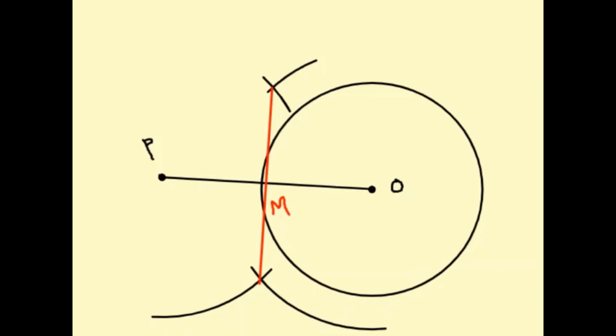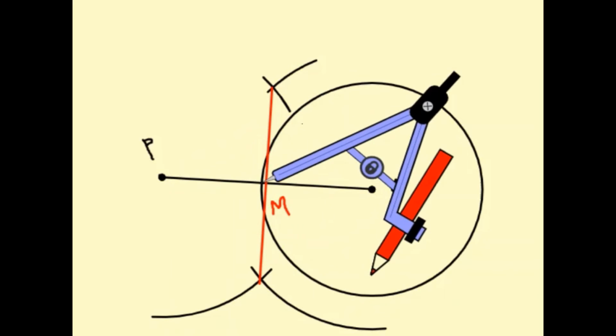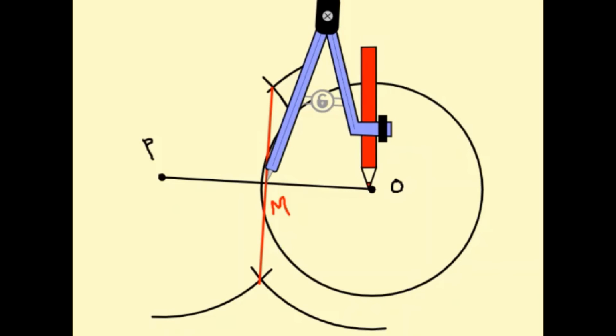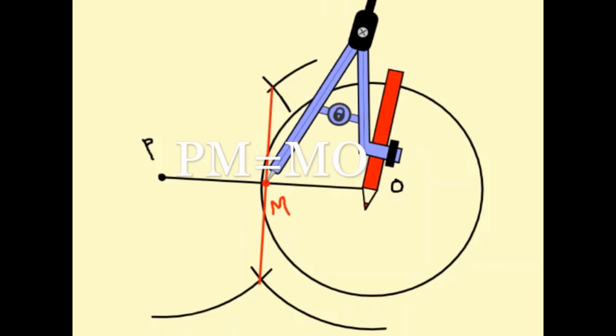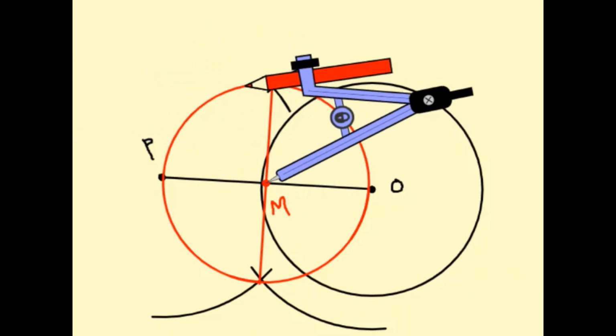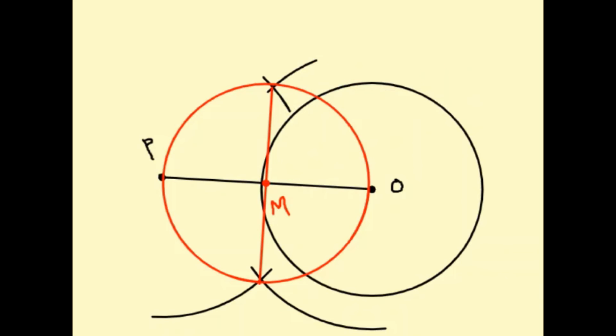Now you know that PM is equal to MO. Now taking M as center, and MO as radius, draw another circle which cuts our previous circle at 2 points, that is, let us say Q and R. Now we have got 2 points on the circle with center O, which is intersected by the new circle with center M. If you join PQ and QO, can you guess what will be the angle?